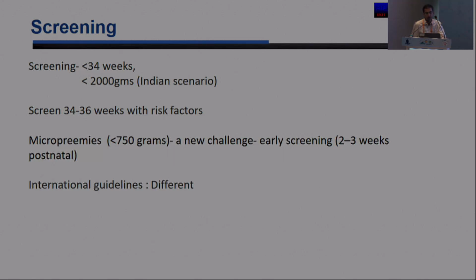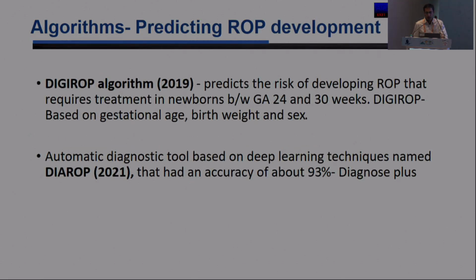Their survival is increased, so there is an increase in the incidence of ROP we are noting. To be focused on are the very extreme low birth weight babies, less than 750 grams, who need to be screened early at 2 to 3 weeks of age, because they are at more risk of developing aggressive ROP. There are various algorithms which are predicting ROP development based on the demographic profile of the babies, their gestational age, birth weight or sex, and even AI enabled tools are reasonably capable of predicting the ROP development. So these can be used by the pediatricians to refer babies to the ophthalmologist.